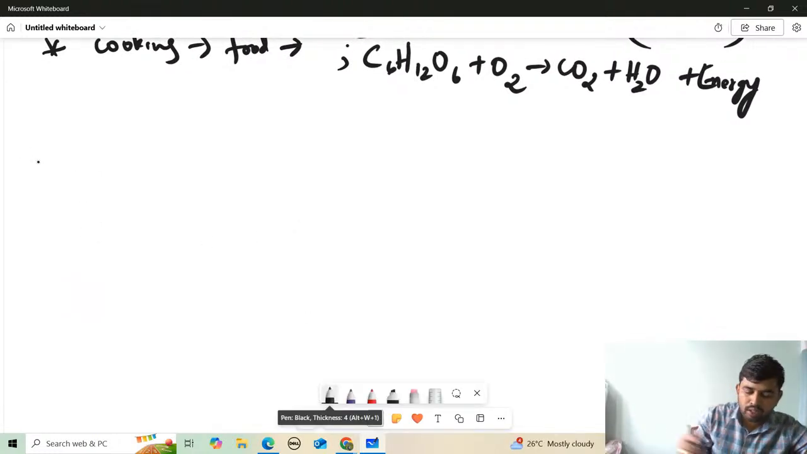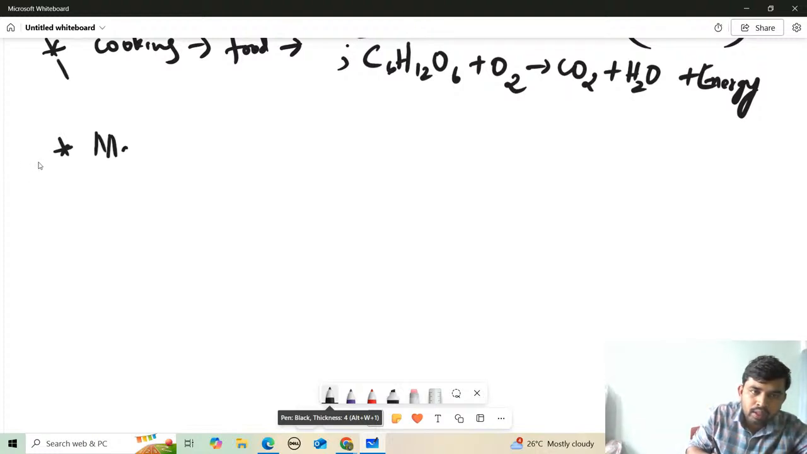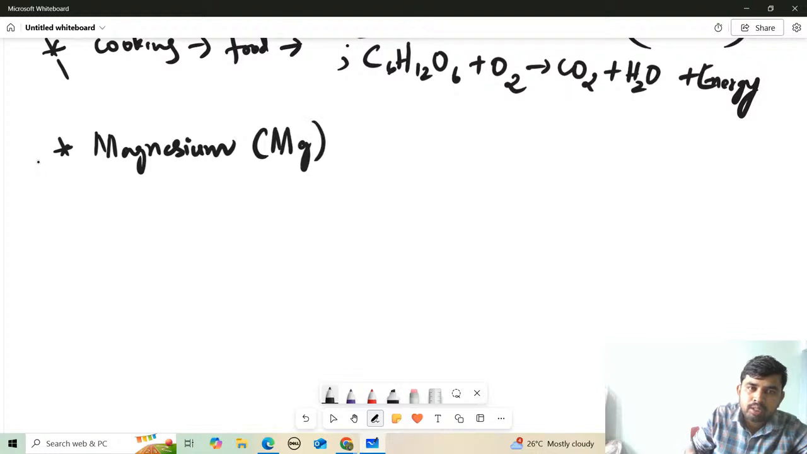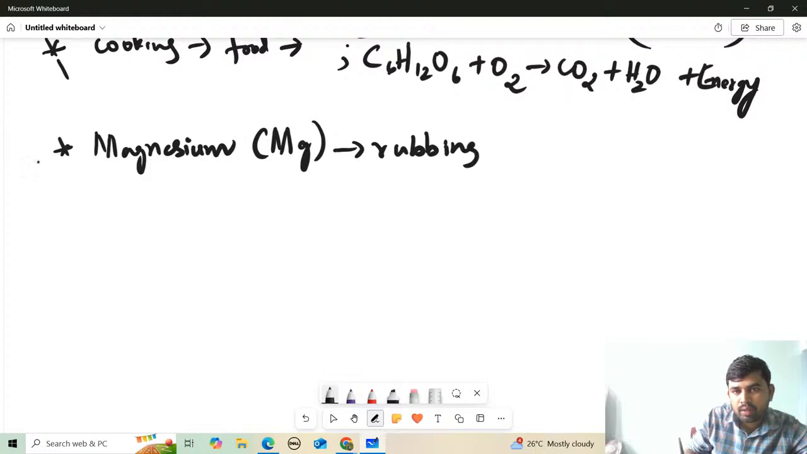So in this activity, try to understand. First point, the first point they have given there is a magnesium ribbon. Remember, magnesium has the symbol Mg, capital M, small g. The magnesium ribbon needs to be rubbed with sandpaper. Why rub with sandpaper, sir?